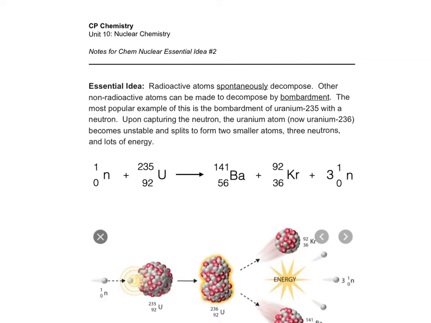Upon capturing the neutron, the uranium atom is now technically uranium-236, and that becomes unstable and splits into two smaller atoms and ejects some neutrons, and lots of energy comes with it. So the purpose of this essential idea is just to distinguish between those radioactive atoms that spontaneously decompose and those that can be made to decompose by bombardment.